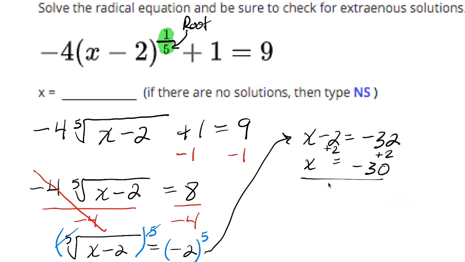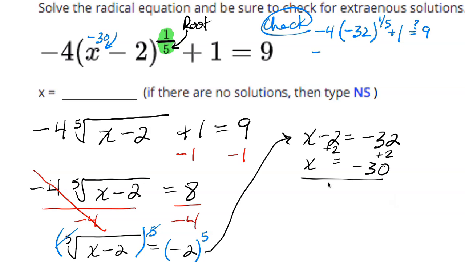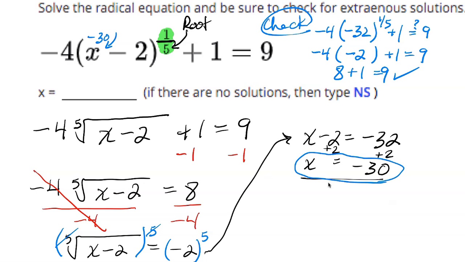We just have to check that answer. So if I plug negative 30 in for x here to do the check, that would be negative 4 times negative 32 to the 1/5 plus 1. Does that equal 9? Well, that would be negative 4 times the fifth root of negative 32, which is negative 2, plus 1. Does that equal 9? 8 plus 1. Does that equal 9? Yes, that's true. So this is not extraneous. Our answer would be x equals negative 30.